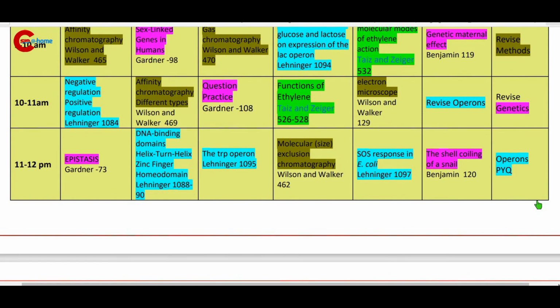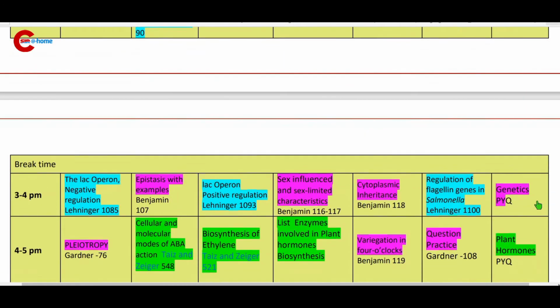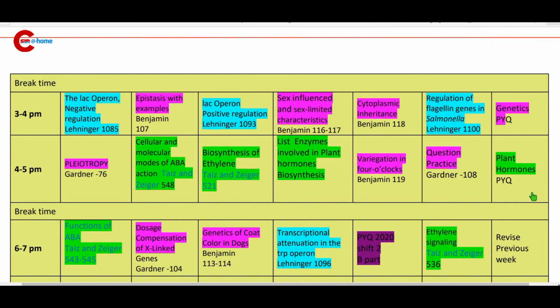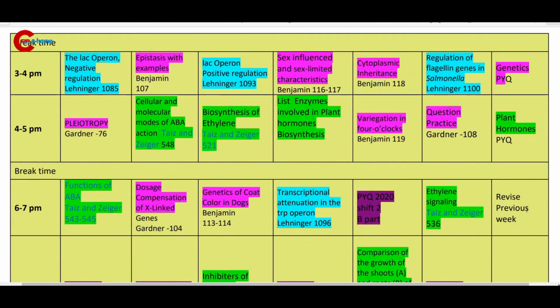Then 3 to 4 p.m. study genetics and solve the questions from previous year questions. Then 4 to 5 p.m. work on the previous year questions on plant hormones. Then 6 to 7 revise previous week. What you have studied in the previous week, just revise these things from 6 to 11 p.m.